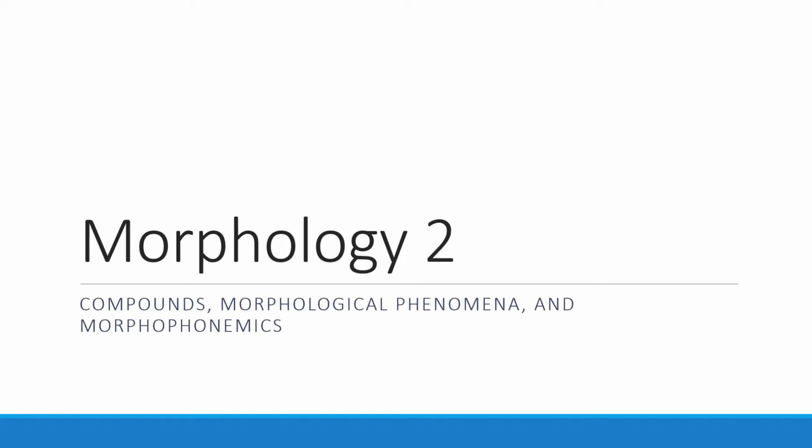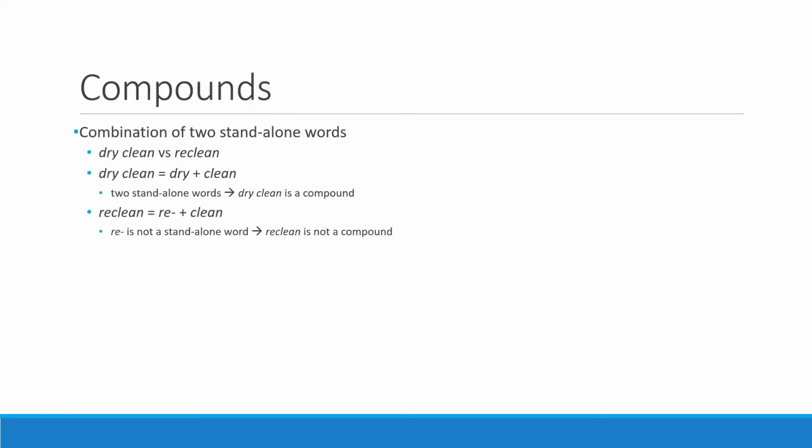Today we are recording the second video for morphology in our Introduction to Linguistics course, and we'll be working with compounds, morphological phenomena, and morphophonemics. So compounds are actually a combination of two standalone words, or if you remember from the last video, free morphemes, right? So dry and clean are both free morphemes. They don't have to attach to anything to have meaning, but when they attach together, they become a compound word.